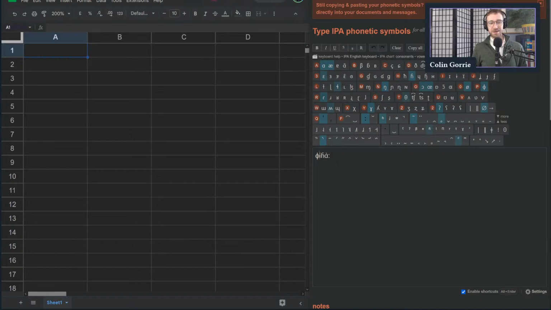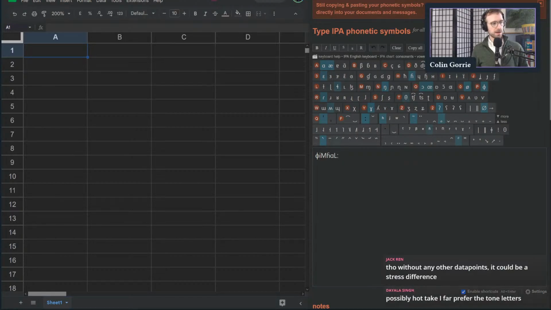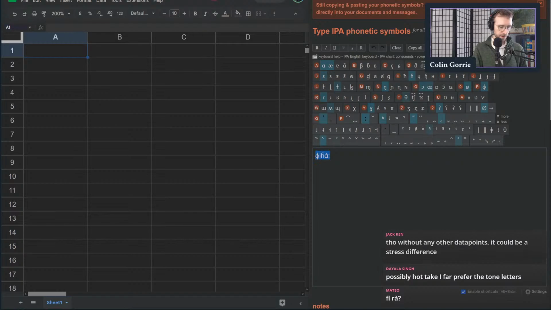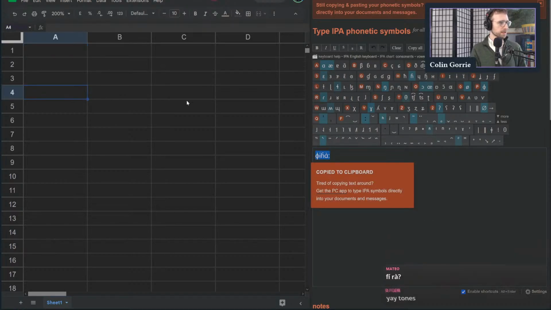Dayala, hot take, prefers the tone letters. We could do that too, if that would be easier to read. So in that case, I might give something like a medium tone, a mid tone, and a low tone. But if we were to use the diacritics, it will come out like this. All right. So this is some sort of greeting.